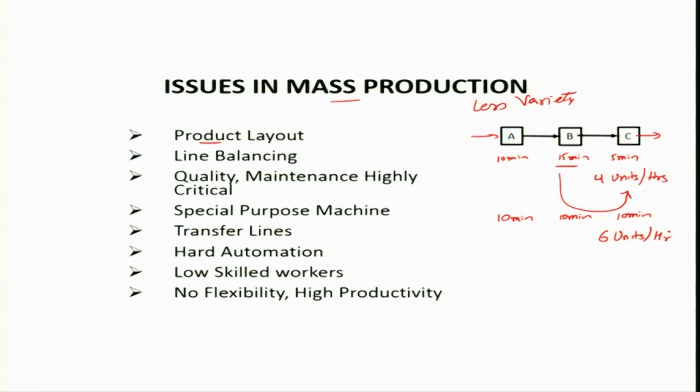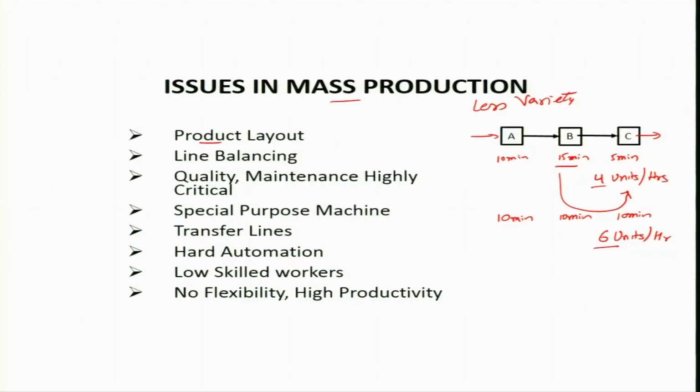Here I have shown a very small example of only 3 workstations. In engine assembly or car assembly or other places, there may be more than 100 such workstations, and if they are not balanced, you can see there is a loss of efficiency. From the same setup, I am able to produce only 4 units, whereas by balancing the machines, I can produce 6 units per hour. That is the concept of line balancing we will study in facility design.